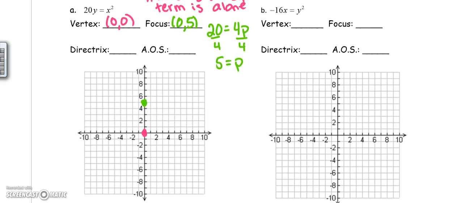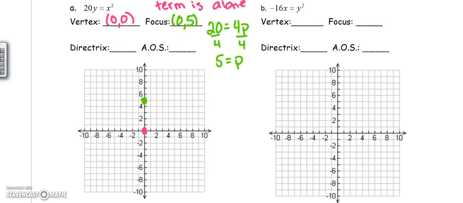Now the directrix is always a line, and that's p units away from the vertex in the opposite direction of the focus. So that means my directrix, I'm going to go down 5, so 1, 2, 3, 4, 5. And the directrix is a line, and it's just an imaginary line that helps us graph, so I'm going to put it in dotted. Since it's a line, we want to write the directrix as the equation of a line. This is crossing the y-axis, so that means that it is y equals -5.